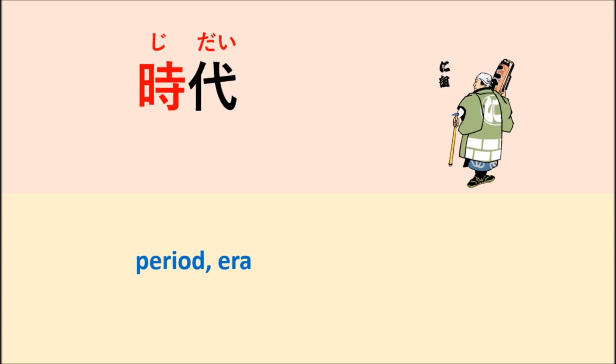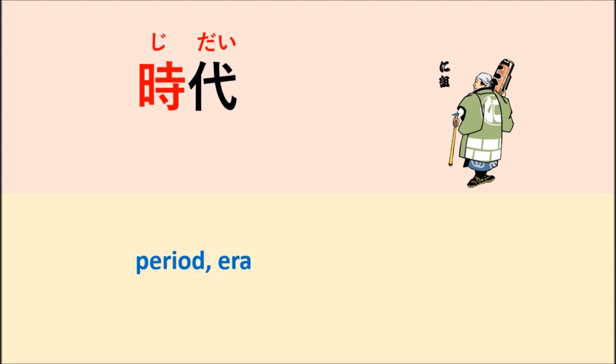Jidai means period or era. Ji means the time, and dai means an era. So when you put these two kanji together, you can say jidai, which means period or era. For example, Edo jidai means the era of Edo, or the Edo period.